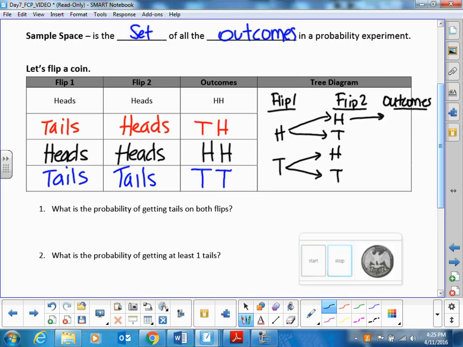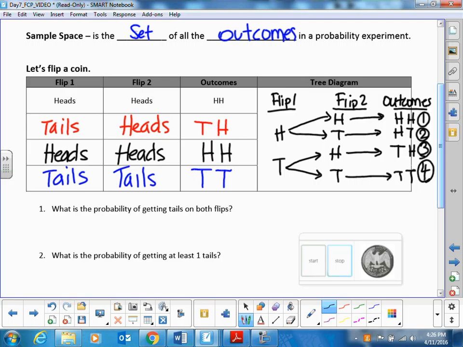So my outcomes are heads, heads, or heads, tails, or tails, heads, or tails, tails. So how many total outcomes do I have? Well, if I were to count them, 1, 2, 3, 4.